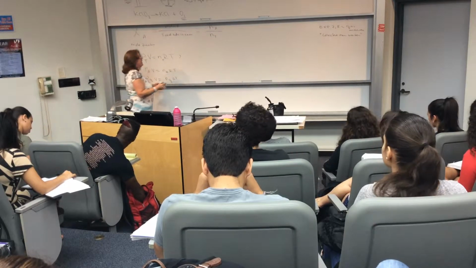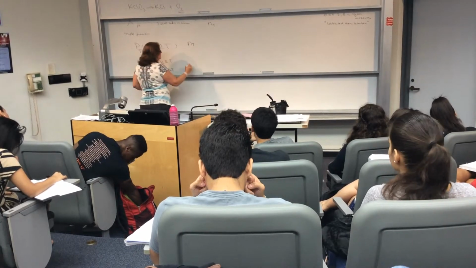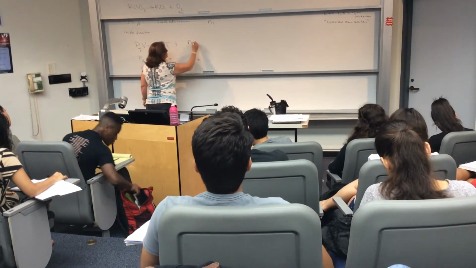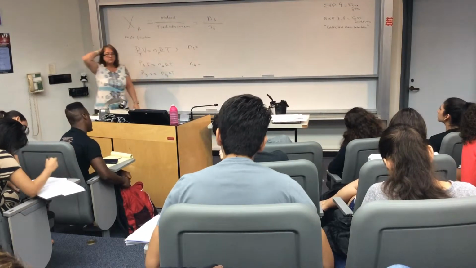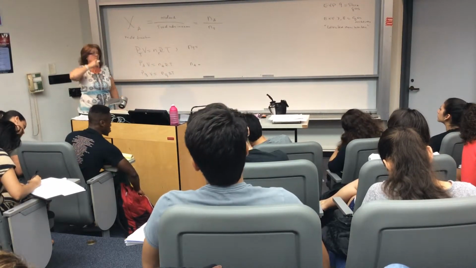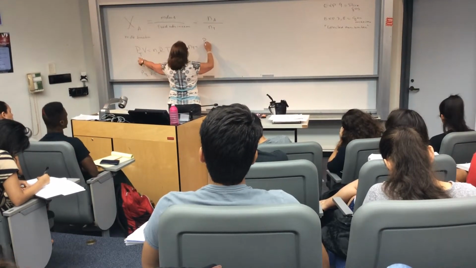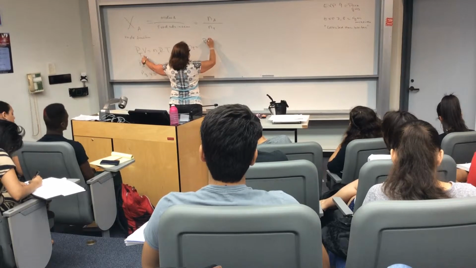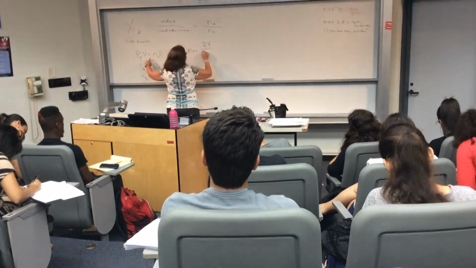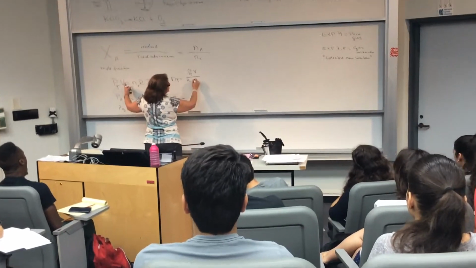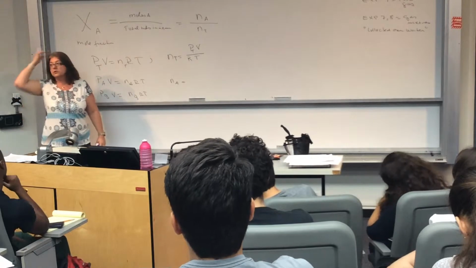Do me a favor and solve for n sub t here and solve for n sub a here. Can you do that for me? What do you got? P sub t times the unique volume over RT, the ideal gas constant and the unique temperature, because that temperature belongs to the mixture, is that right?